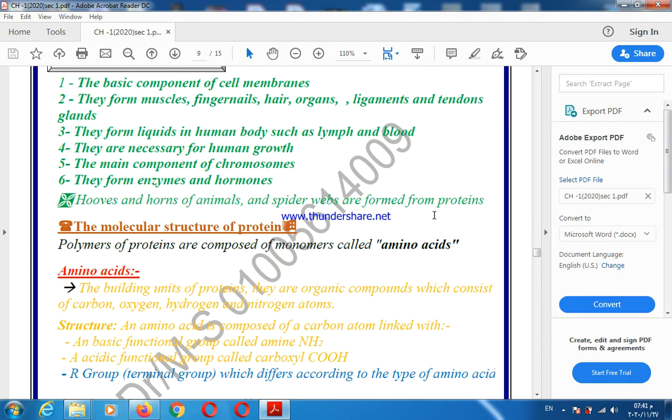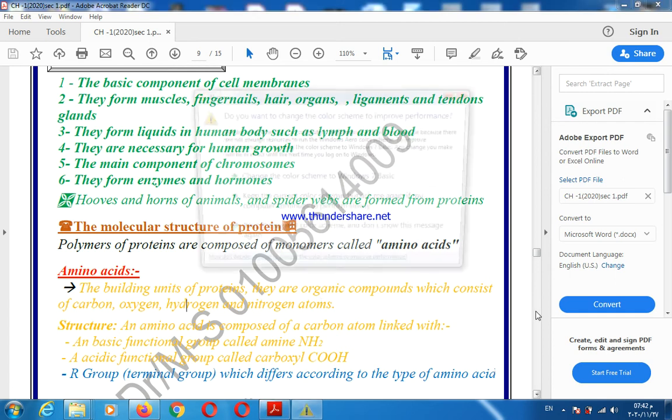The molecular structure of protein. Protein is a polymer which consists of monomers called amino acids. What is an amino acid? An amino acid is the building unit of protein. They are organic compounds which consist of carbon, oxygen, hydrogen, and nitrogen.